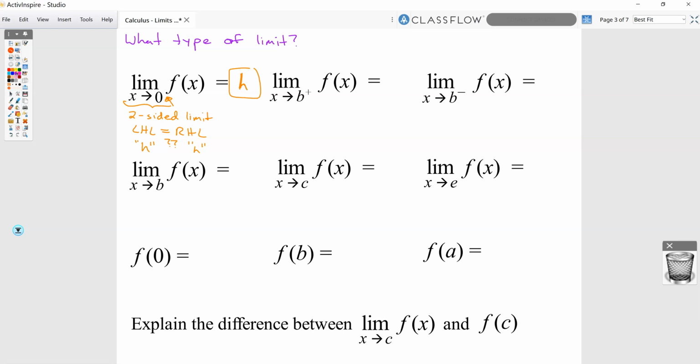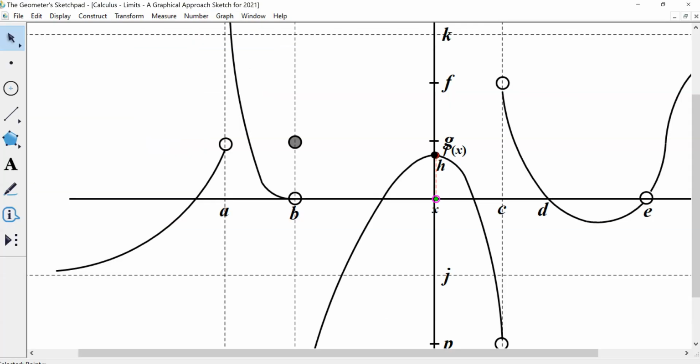Ask yourself what kind of limit this is, and then see if you can actually get the right answer. Pause the video if you want to take a moment. So if we look at our graph real quick, we're doing the limit as x approaches b with a plus sign. So the plus sign tells me it's a right-hand limit.